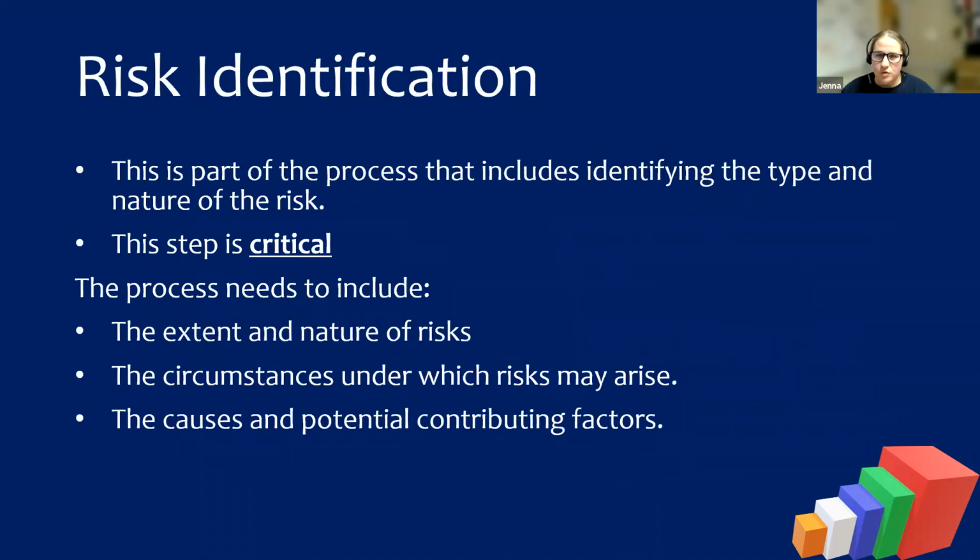So we'll move on to the risk identification. We've obviously established the context. We have an understanding now of what is operational and what is strategic, but this part is obviously the most critical. If we're thinking about those 5 steps of risk assessment, this encompasses almost part 1 and part 2. The process of risk identification covers the extent and the nature of the risk, the circumstances under which the risks may arise, and the causes and potential contributing factors.